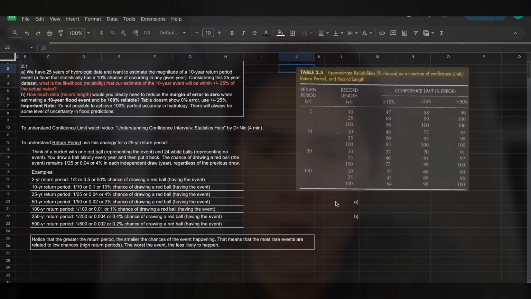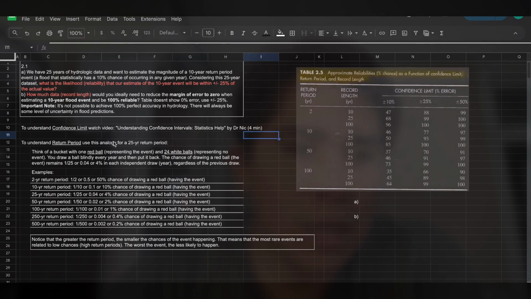I'm going to use this problem to explain two concepts. The first one is the confidence limit that the table uses over here. I found a video, 4 minutes long, that helps you understand pretty well what these terms mean if you're having problems understanding the concept behind it. It's called Understanding Confidence Intervals, Statistics Help by Dr. Nick. You can find it on YouTube.